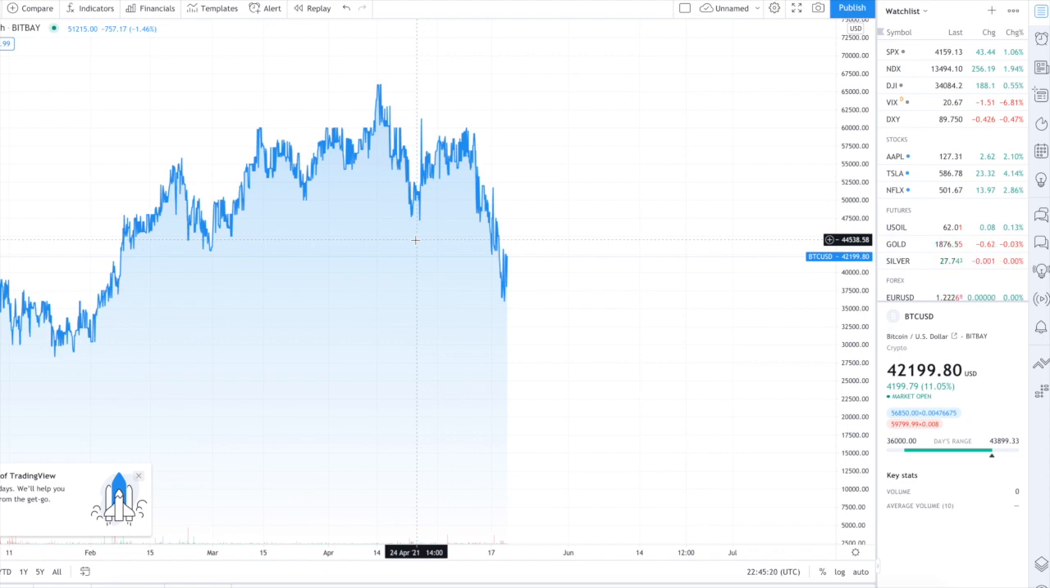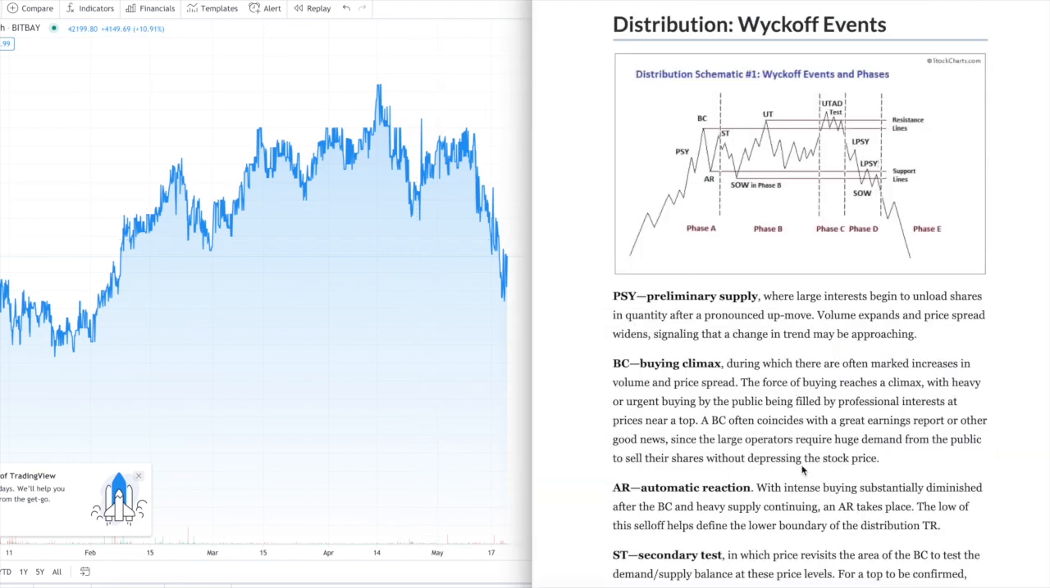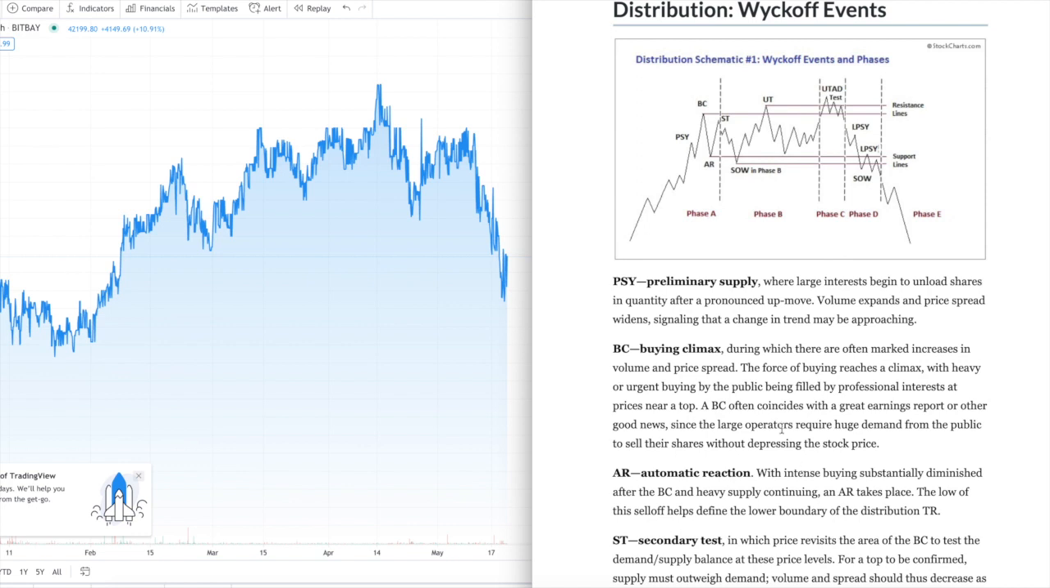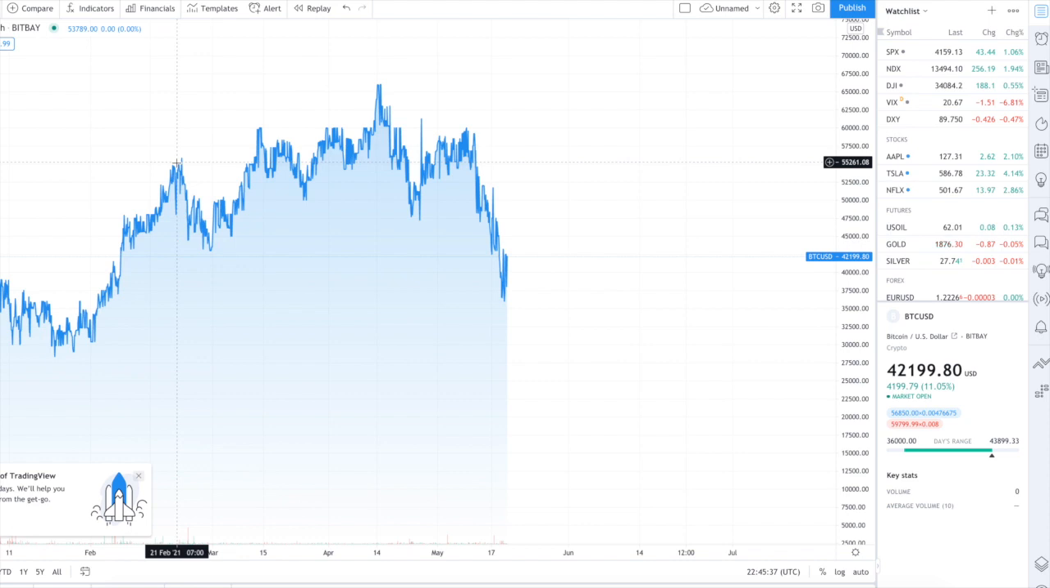Even though it's cryptocurrency, it's manipulated, guys. It just is. There's too much money out there to not manipulate it, and crypto markets are just puny. So next you're going to have the buying climax. This is at about 55,000. This is when everyone's like, oh, this is going to the moon.